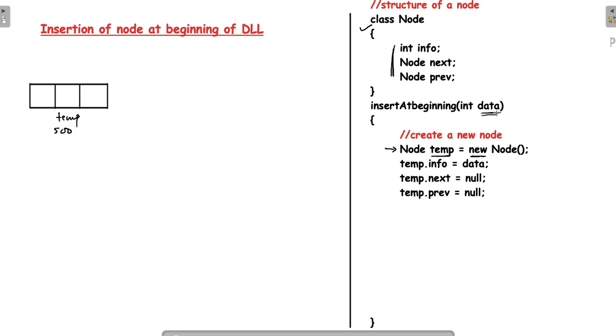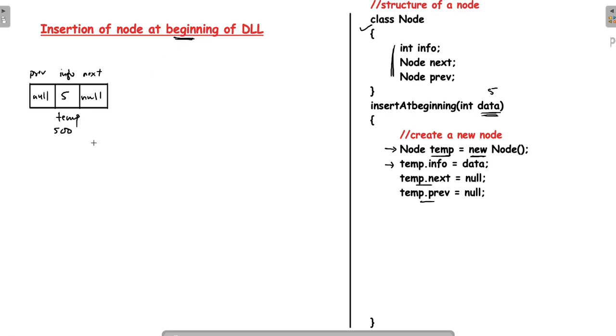Then whatever data you received from the user, let's say that data is 5, you store that data in the information field of temporary. This is our information field, this is our next field, and this will be our previous field. Here you store that data on this line. Then the next field of temporary is null, and the previous field of temporary is also null. What this means is you have just created an independent node whose name is temporary and address is 500. Now we have to insert this node at the beginning of the doubly linked list.